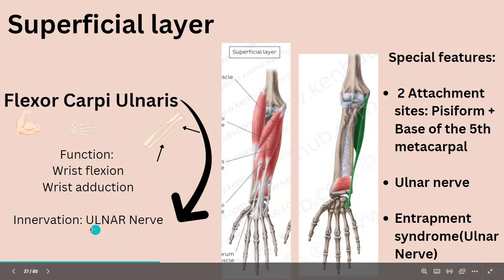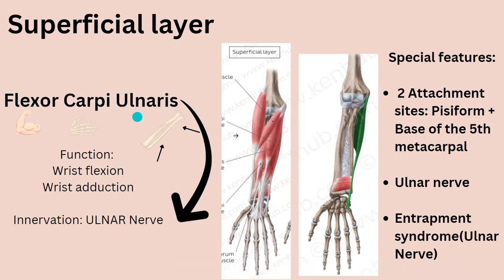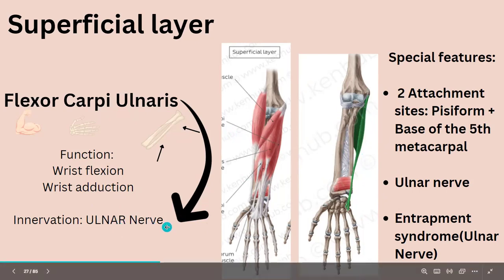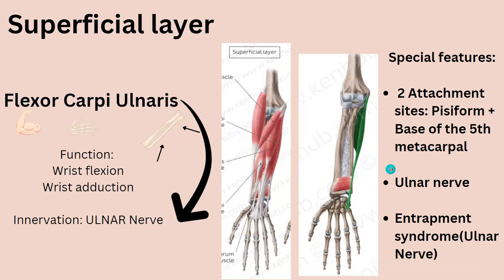Now, this is the special feature right here. It's innervated by the ulnar nerve, which really makes sense since it's named ulnaris. Also, it's on the ulnar side of the bone, so it would make sense that the ulnar nerve supplies this muscle. Now, it actually has 2 attachment sites.